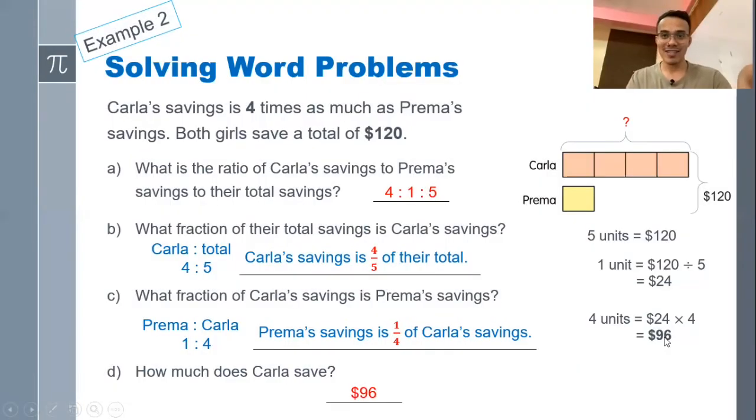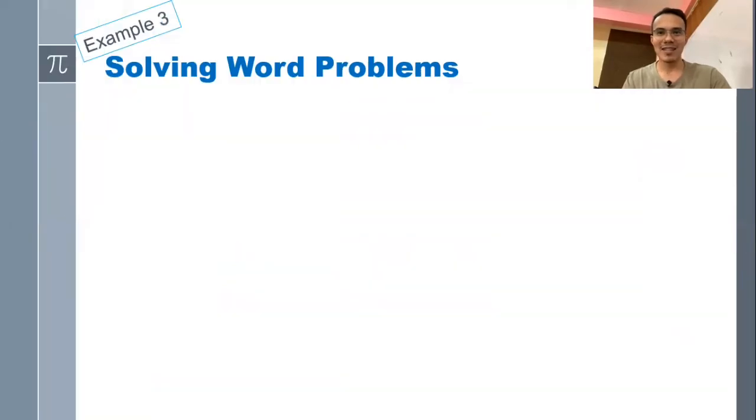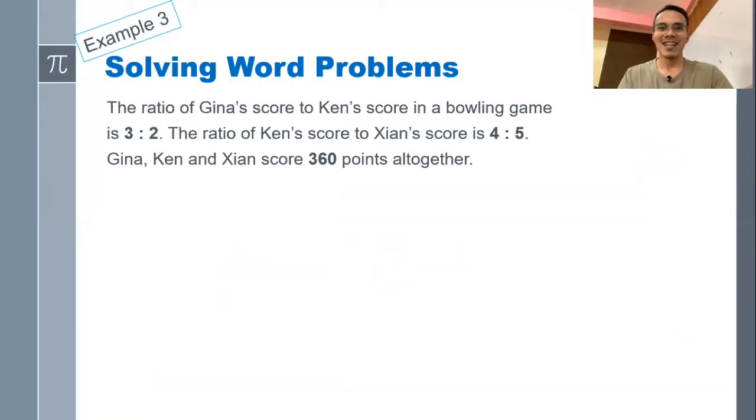Are you still okay? I hope you still have the brain cells for our last example. Here's the problem. The ratio of Gina's score to Ken's score in a bowling game is 3 to 2. The ratio of Ken's score to Zian's score is 4 to 5. Gina, Ken, and Zian score 360 points altogether.